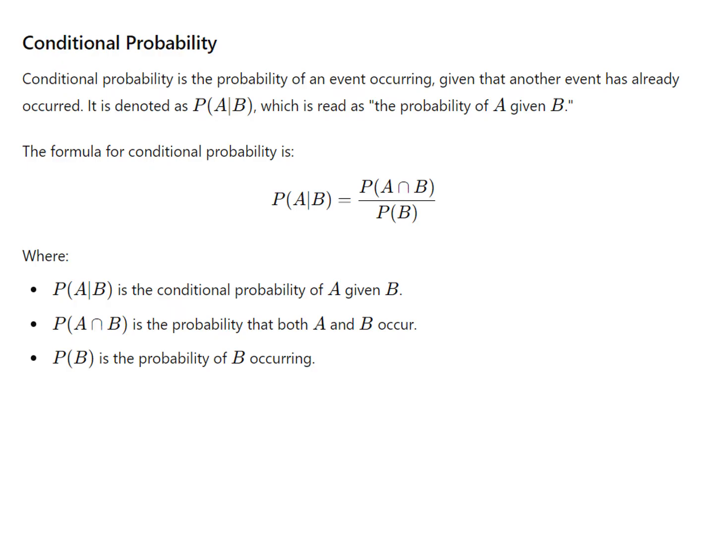When we do the Markov chain model, we need to know conditional probability. The formula for conditional probability is: probability of A given B equals probability of A intersection B divided by probability of B. Probability of A intersection B is the probability that both A and B occur. Probability of B is the probability of B occurring. Here we understand that B has already happened, and we have to find the probability of A. That is the meaning of probability of A given B.